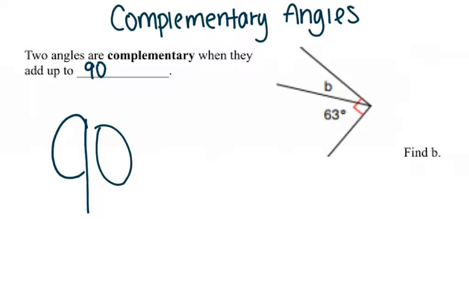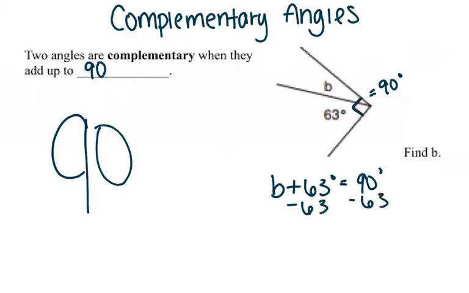Alright, so these two angles are complementary. I know they're complementary because they have this little right angle symbol. Remember that equals 90 anytime you see that. So B plus 63 degrees has to give us 90 degrees. I can get B by itself by subtracting 63. So B has to be 27 degrees. So that's how you would use the definition of complementary to solve it.